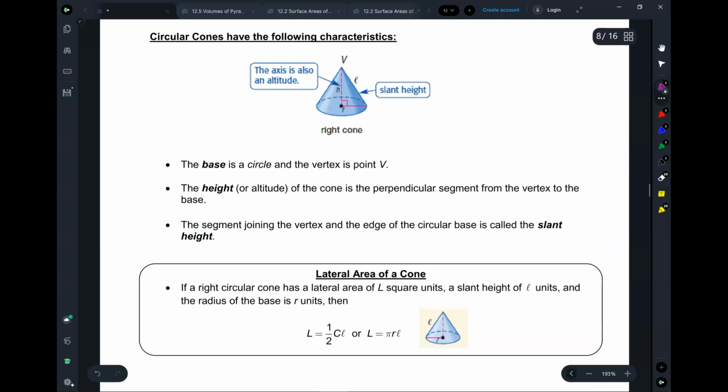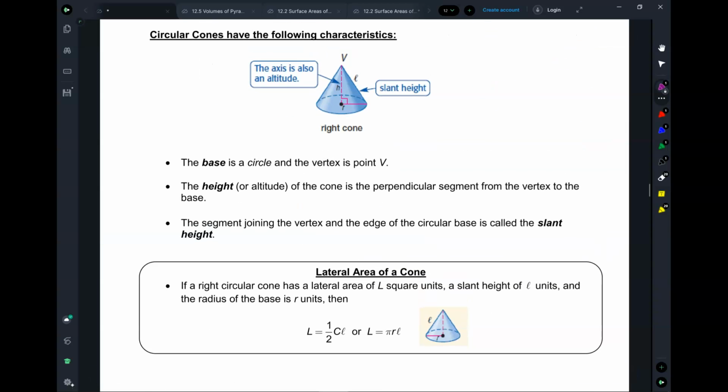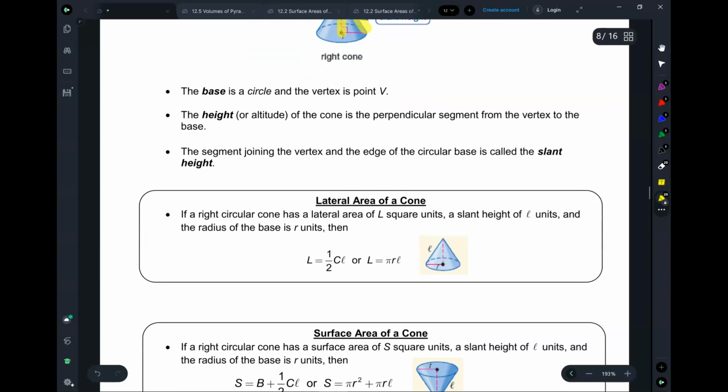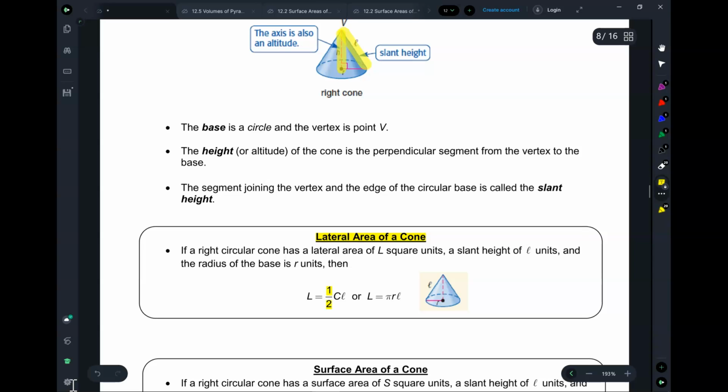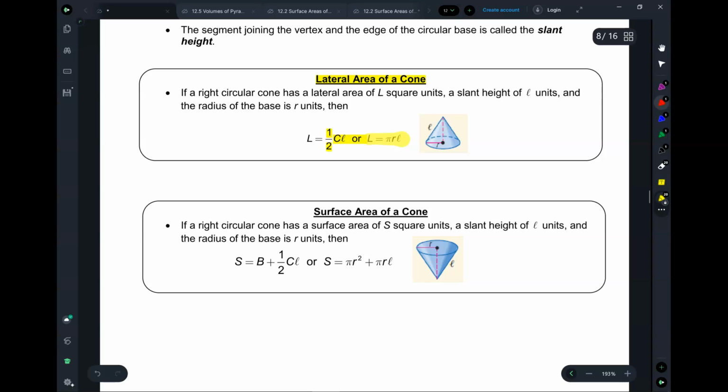Okay, now let's do a cone. A cone has similar characteristics. It has a height and a slant height. But the bottom is a base, the base is a circle. So the lateral area of a cone is half. Instead of the perimeter times L, it's the circumference times L. You see how it's the same formula? Or this is the one we're going to use, pi RL. Okay, so the lateral is pi RL.